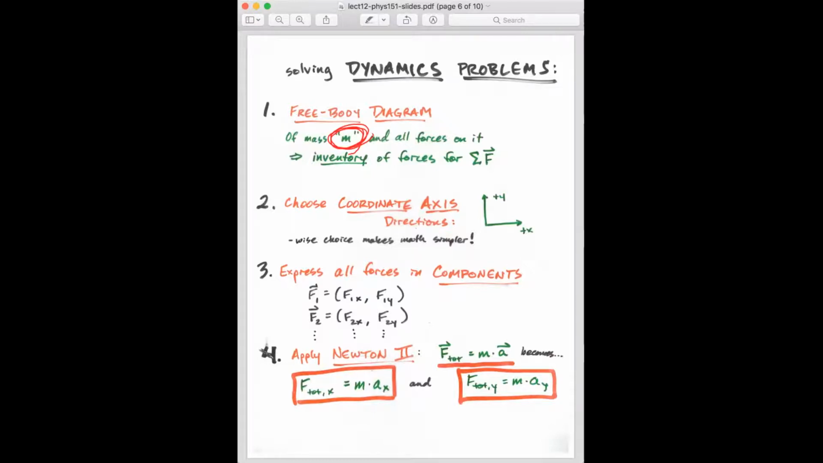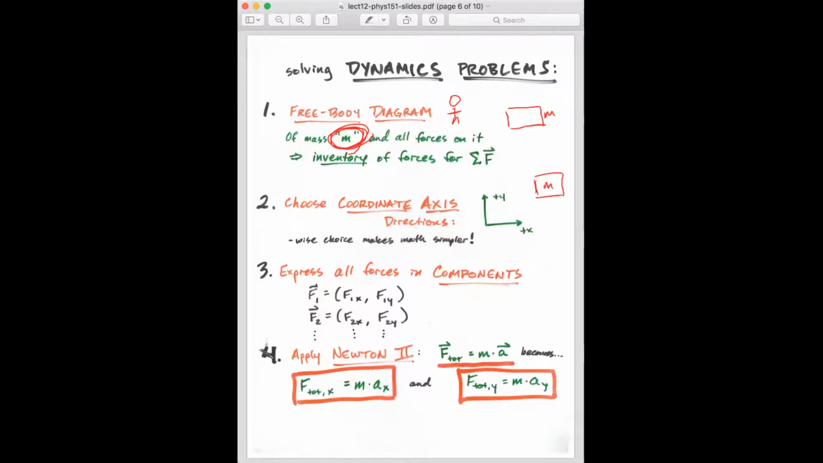Whatever it is, the free body diagram is drawing that object in some sort of very minimalist way. I'm going to call this object m. This will be our mass m, whatever that might be. If it's a person, you can just draw some sort of minimal person. If it's a piano, I'm just going to draw a box. That's it. I'm not going to get fancy here.